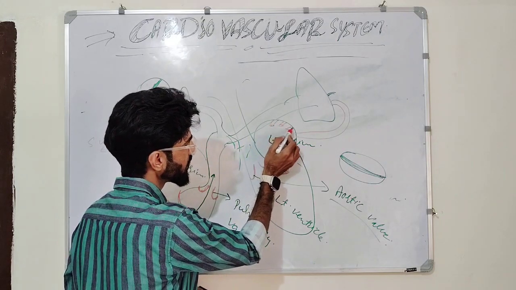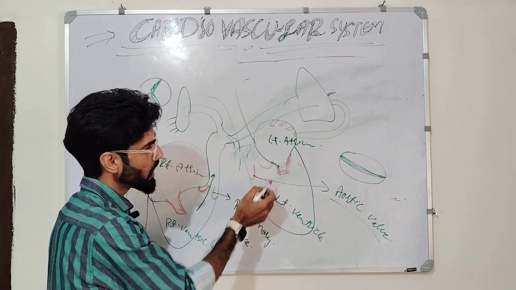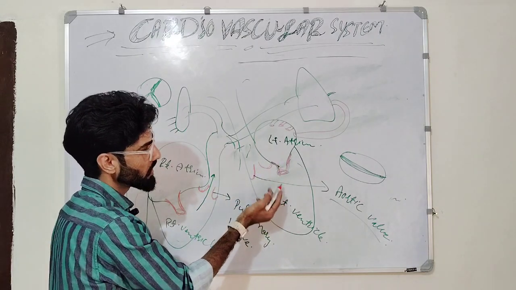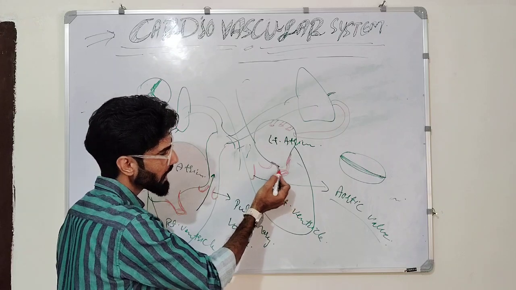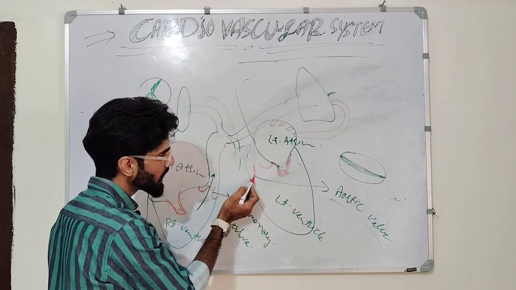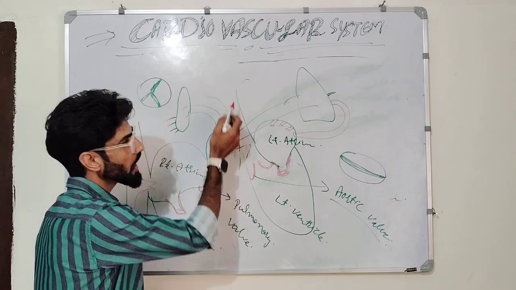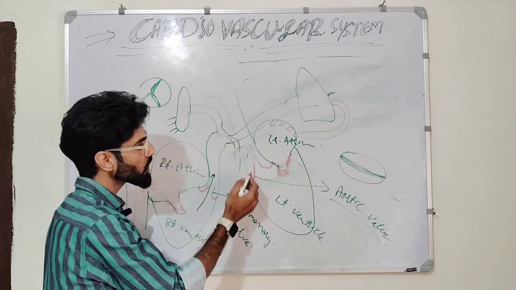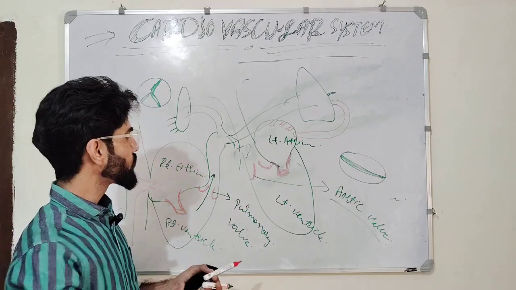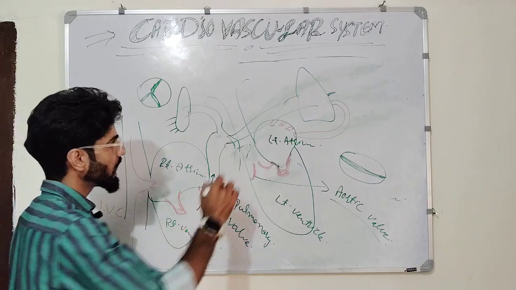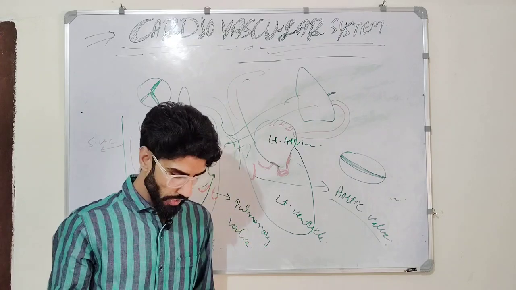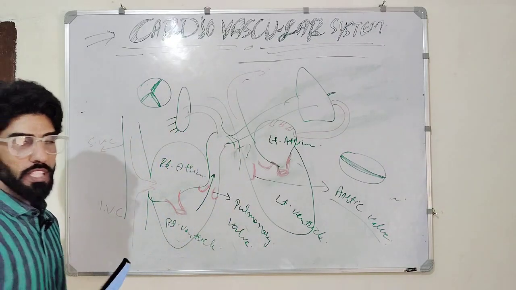Okay. Then from the left atrium, it will pump blood into the left ventricle. Through which valve? Bicuspid valve or mitral valve. Then from the left ventricle, it will eject blood into the aorta. Through which valve? Aortic valve. Okay, then from the aorta it will perfuse the rest of the body. Okay, so I hope this is clear to you.